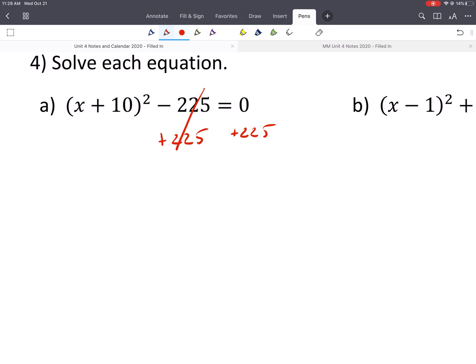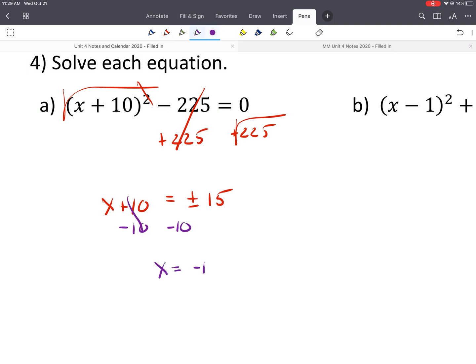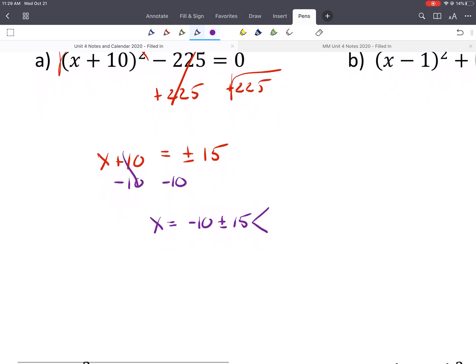Okay, and then we would square root both of these. So that gives us x plus 10 is equal to plus or minus the square root of 225, I think it's 15. Yes, so plus or minus 15. And then we'd need to subtract 10 from both sides. So x is equal to negative 10 plus or minus 15. Gives us two solutions. Negative 10 plus 15 gives us 5, and negative 10 minus 15 gives us negative 25. So our solutions here would be 5 and negative 25.